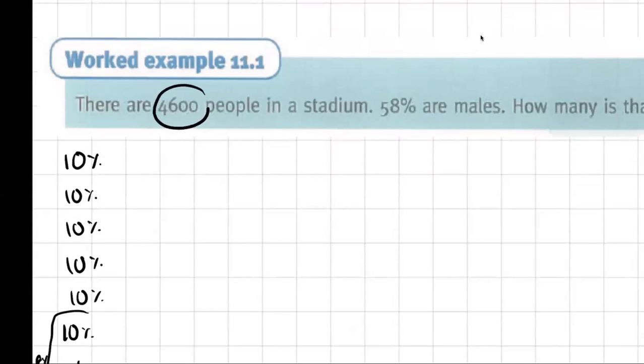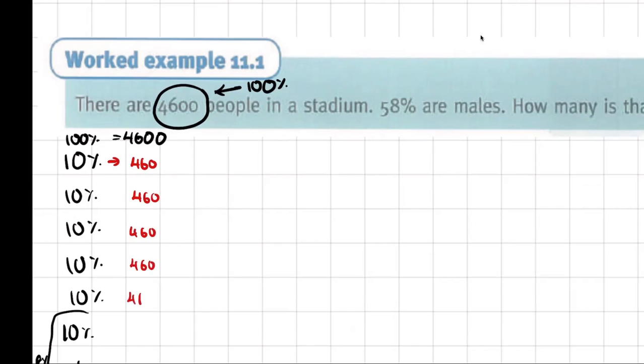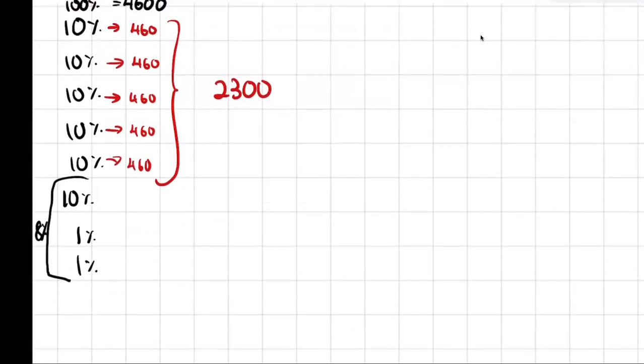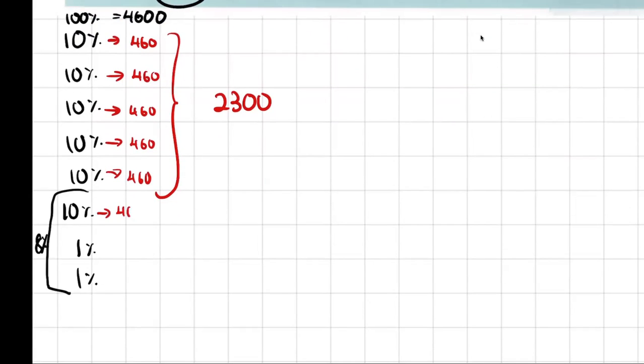So this one here, the original value is 100%. So I can actually write, let me just write this here. 100% is equal to 4,600. So if it is 10%, which is a tenth of it, it means you're going to divide it by 10, which is actually equal to 460. So we just do all the same for this. So here we will get 50% already. So I think we get 2,300. And then here we can also get 10%, which is 460.